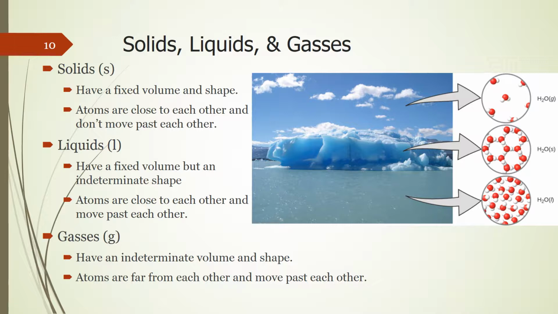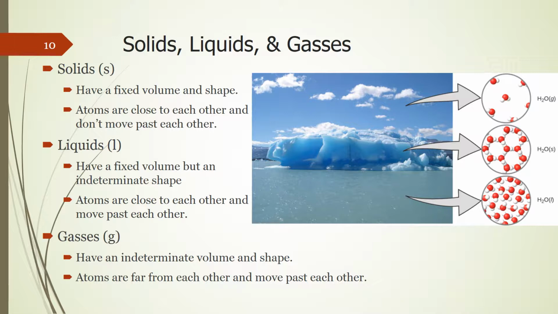Now, solids, they're going to have fixed volume and shape. Of course, you probably already knew that. Their atoms are going to be close to each other, and they generally don't move past each other. Liquids, fixed volume, intermediate shape. Their atoms are close to each other, and they do tend to move past each other. Gases, on the other hand, they're far apart. They move past each other like crazy.